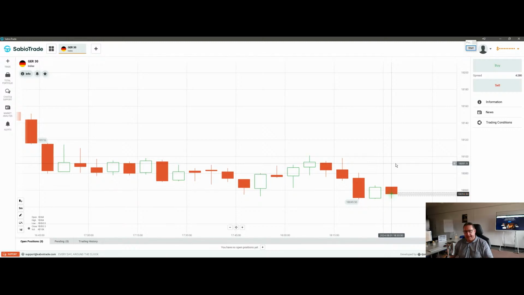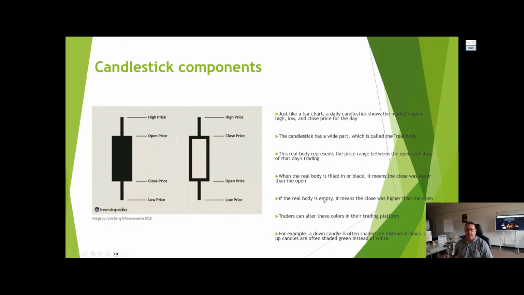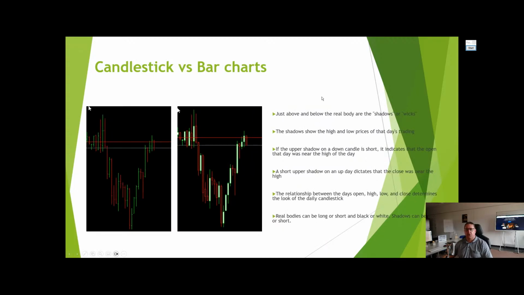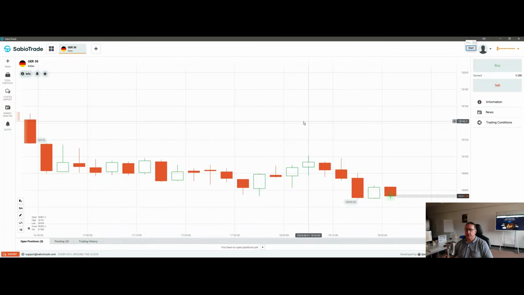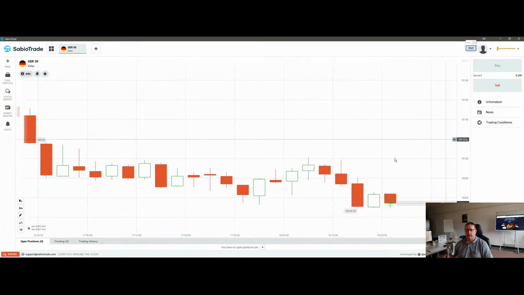So let's go on. Okay. So you see, here we have a little bit of difference between a candlestick and a bar chart. Let me show this to you again. At such a candle, again a red one, it's the opening, it's the close, and more than that, we have a high and we have a low.